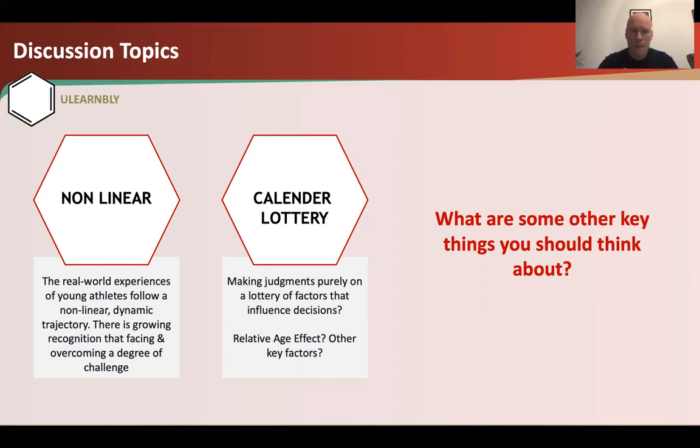They're going to find difficulty, challenges, you name it. Some players will maybe sign for a certain academy, have difficulties, be released. Do they bounce back? Do they end up going somewhere else? So we know that it's non-linear, and there's a growing recognition for this.